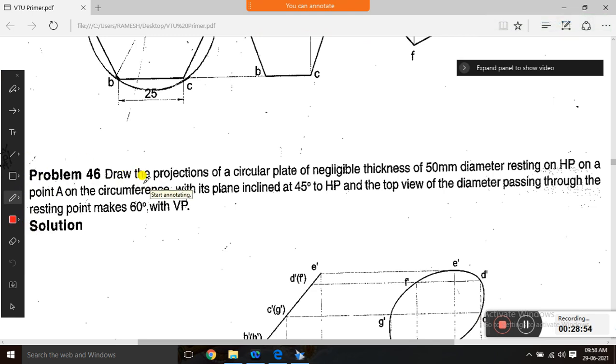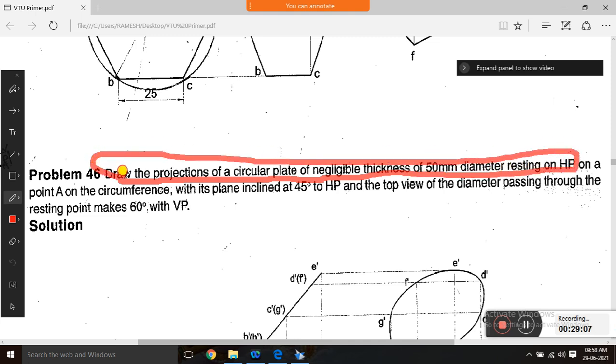So this problem, 46th problem in your primer book: draw projection of a circular plate. Draw a projection of a circular plate, negligible thickness, of 50 mm diameter, resting on HP. This is the first position condition. It is a circular plate, a circular lamina, that's the first thing. Second thing, it is of 50 mm diameter, resting on HP.